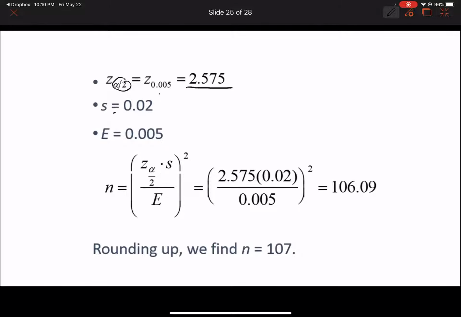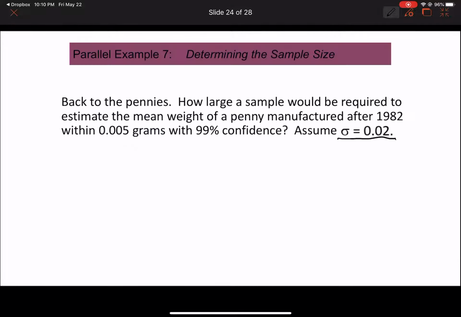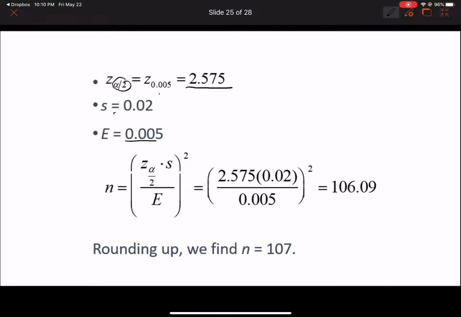We already are estimating that our standard deviation is 0.02. We're keeping that. We were told that we are looking within 0.005 grams. That's our margin of error. So we want our critical value times the standard deviation divided by our margin of error, and then square that value. So here's our math right here.